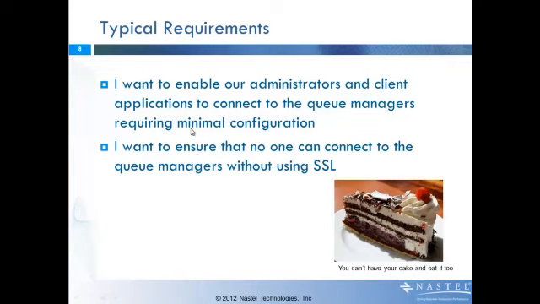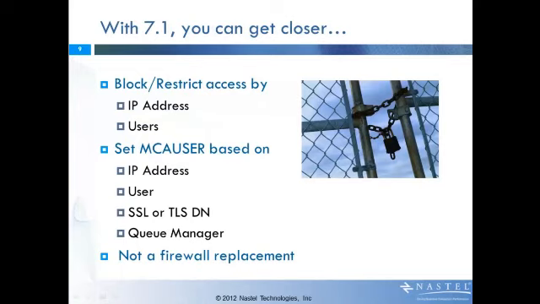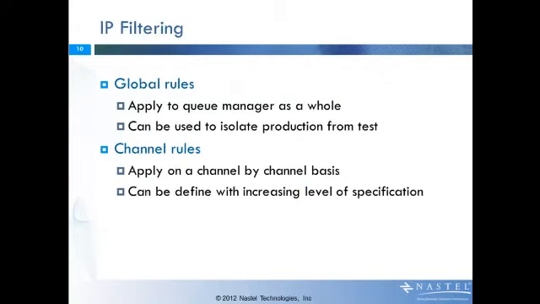They just don't happen. So with 7.1, though, you can get closer, and we talked about this in the summary, with the ability to block or restrict access by IP addresses and users, to be able to set the MCA user field, which is a very important one for client applications specifically, and queue manager connections. You want to be able to specify that based on IP address and still provide access to the queue manager.